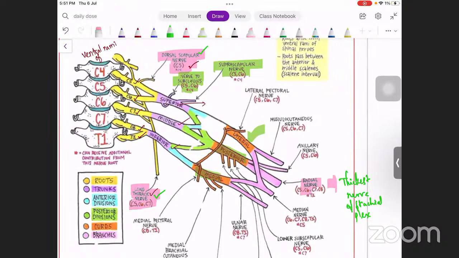Okay, then the roots will give rise to trunks. What are the trunks? Upper trunk, middle trunk, lower trunk. Upper trunk comes from C5, C6, middle trunk comes from C7, lower trunk comes from C8 and T1.